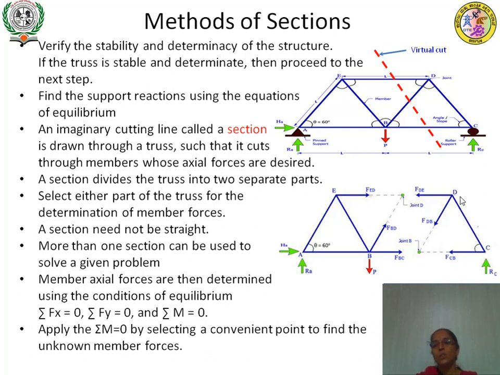Suppose you apply sigma md equal to 0, so that the moment of these two forces about d will be 0, but the moment of this fcb around d, you can have this moment and you can find the force of this fcb. And if you consider moment at this point, db and cb are passing through the same point, therefore the moment of these two forces will be 0. So we can have the moment of de, so we can find the force in member de.